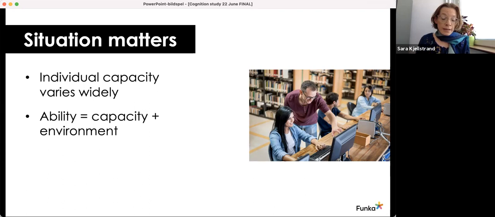So the ability in a specific situation is really the result of the capacity plus the environment. What kind of support do you have at this moment? Do you have a person supporting you, or perhaps is the interface there to support you?